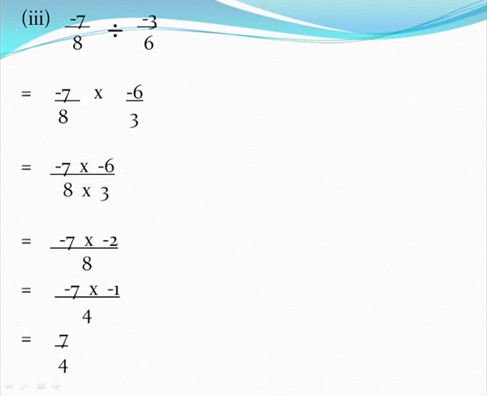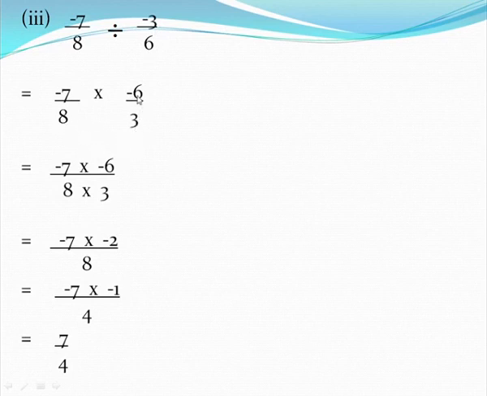Now example number 3. Negative 7 upon 8 divided by negative 3 upon 6. Now here again, dividing one number by another means multiplying one number by the reciprocal of the second. Again we will apply the same rule, that is negative 7 upon 8 will remain as it is. We will write multiplication in place of division and the reciprocal of the second rational number. Here the reciprocal of negative 3 upon 6 is negative 6 upon 3. Now multiply numerator with the numerator and denominator with the denominator.